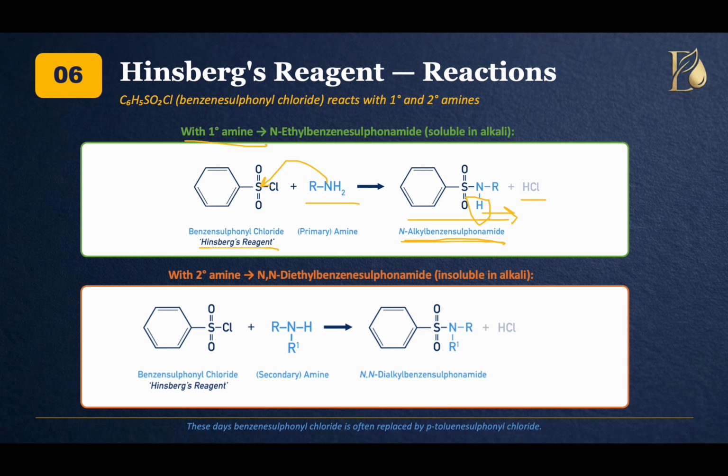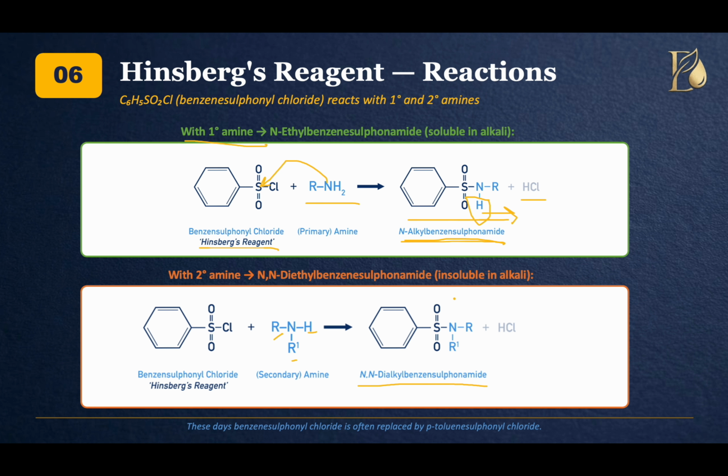Now, in contrast to primary amines, what are secondary amines? R2NH. There are two alkyl groups attached to nitrogen and one hydrogen atom. When secondary amines react with Hinsberg's reagent, they form N,N-dialkyl benzene sulfonamide. The nitrogen atom contains two alkyl groups and the benzene sulfonyl group. Since nitrogen now has no hydrogen attached to it, there is no acidic proton available for removal by alkali. So no salt formation occurs and the compound remains insoluble in alkali.